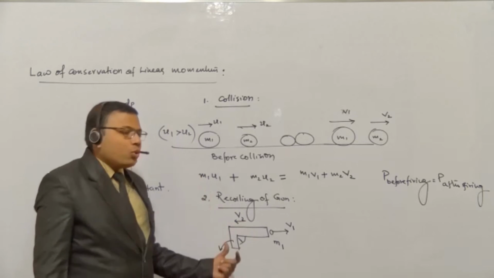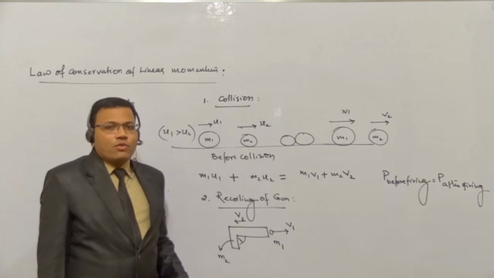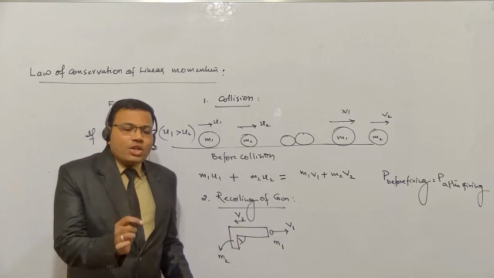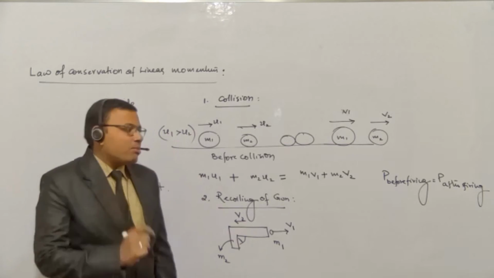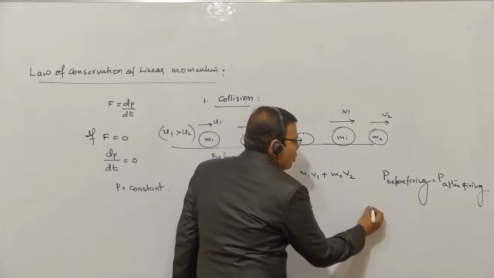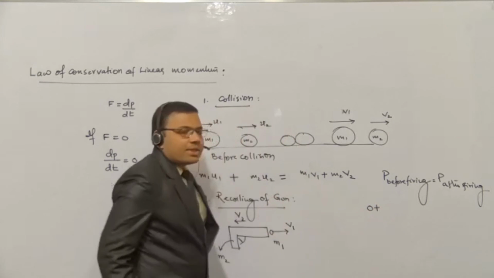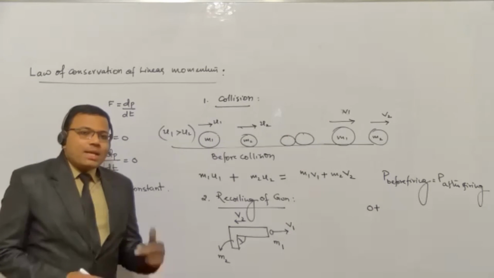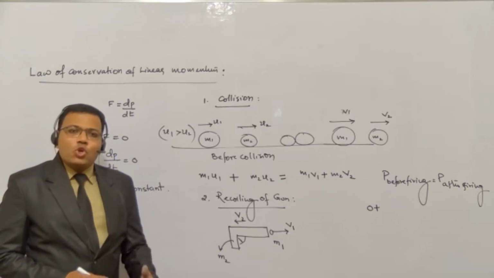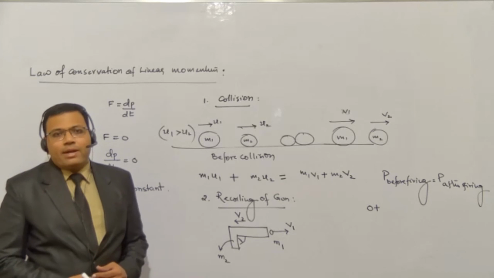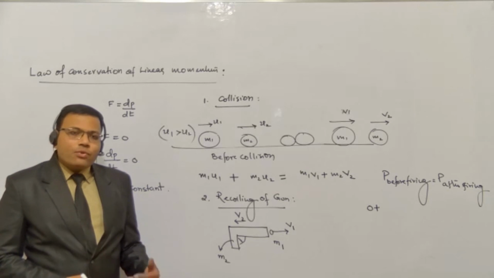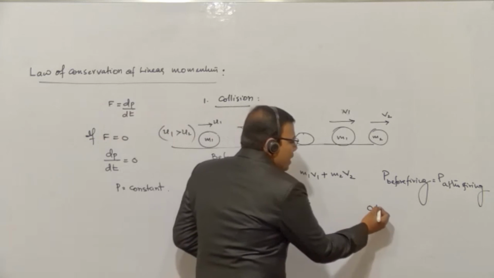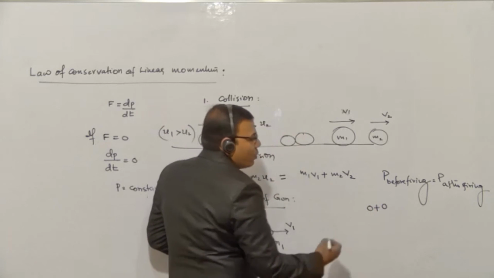So in order to apply the law of conservation of linear momentum, what is the initial momentum of the gun? Initial momentum of the gun is zero. Why am I writing it as zero? Because the velocity is zero. It was not moving. What is the initial momentum of the bullet? It is also zero because it has not been fired yet. So the momentum of the bullet as well as the momentum of the gun, both are zero.